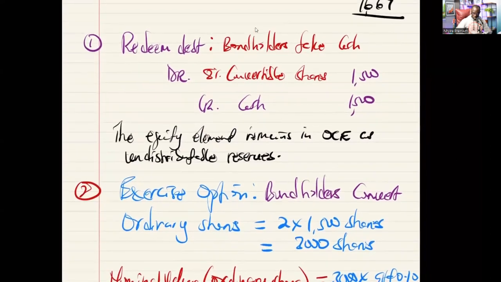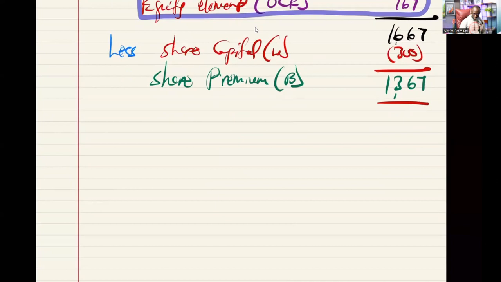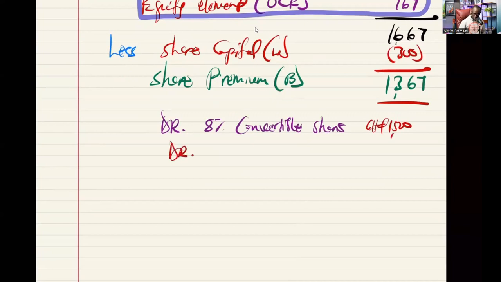Because I gave you the general entry on the double entry, we derecognize the loan note. So we debit the 8% convertible loan note, convertible shares, and that's 1,500. Okay, then you debit other components of equity, in relation to the equity element of the debt. Remember, that should have a credit balance, so you're debiting it with 167.